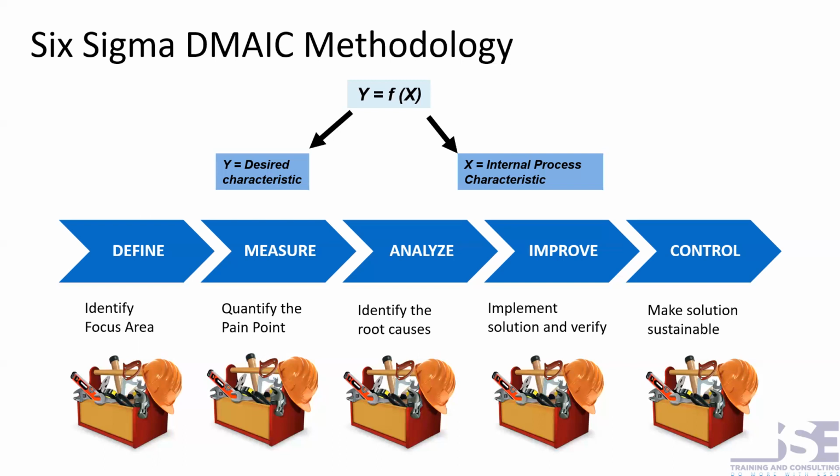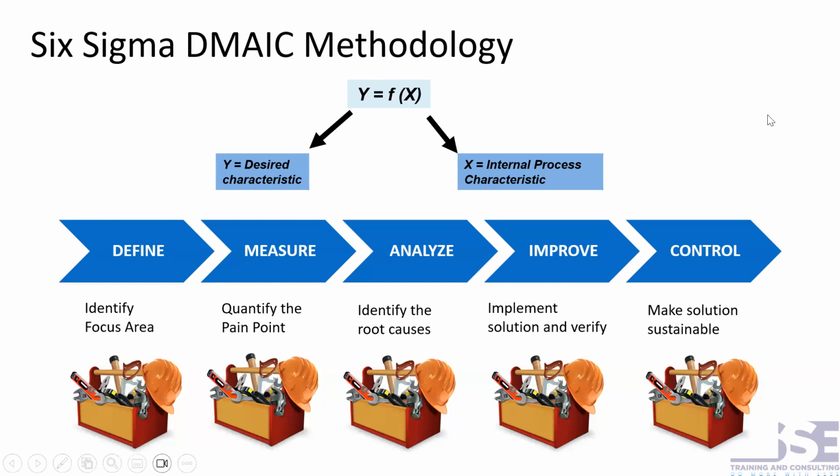We go to measure. This is where we quantify the pain point. And then we go to analyze and define the root causes of the problem. Then we proceed to improve, to implement a solution and verify if indeed the solutions that we have done are able to improve the process. And the last piece will be control, to make sure that the solution becomes sustainable. So that's how we would tackle the modules in this training.